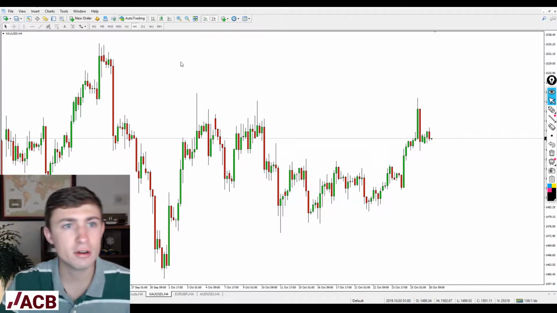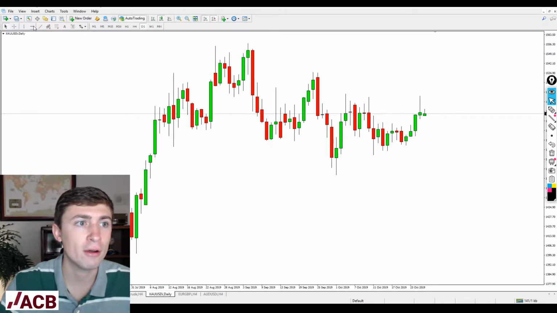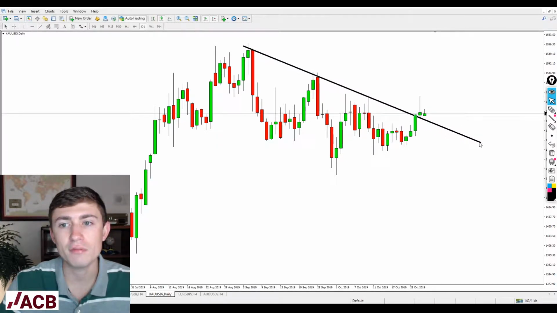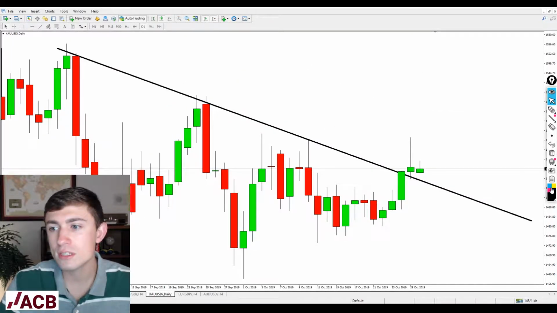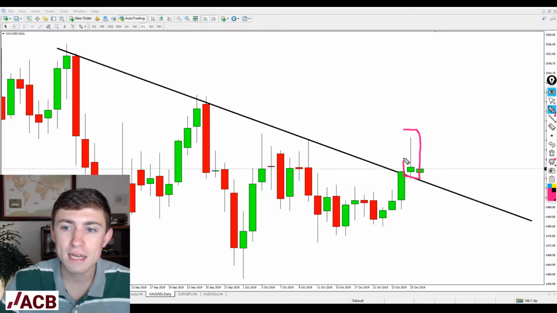XAU USD is our next one. And if we take a look at the daily chart, this is really an interesting concept right now. Price is trying to break out of this trend line right here. You can see last week on Friday, price closed kind of bearishly, right? We had an initial push to the upside, but price closed out somewhat bearishly and unable to hold those gains.